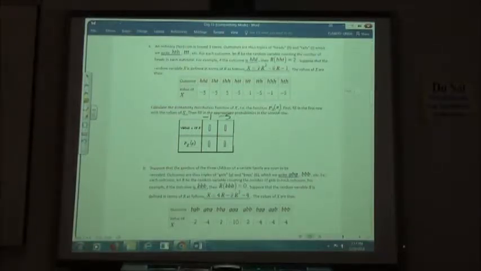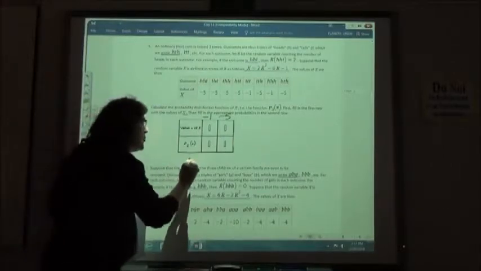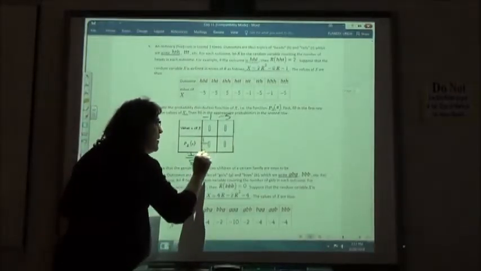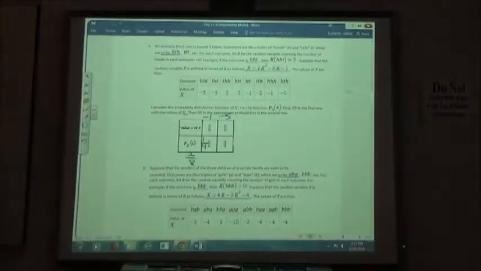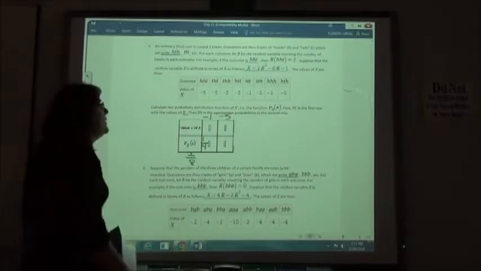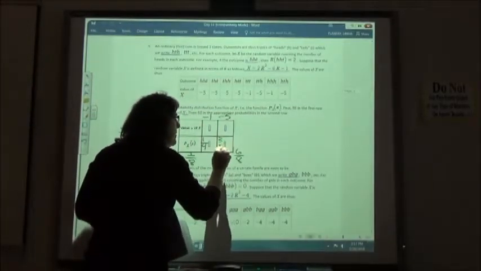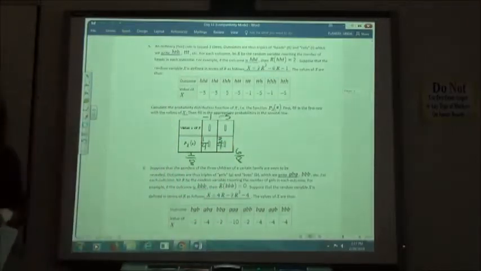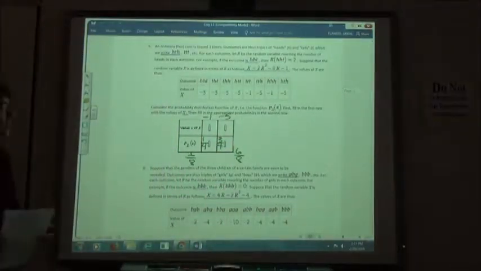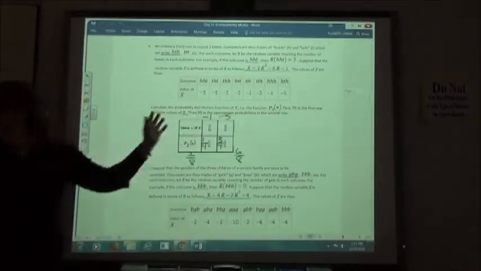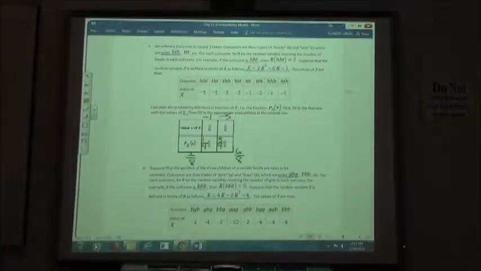And then we're going to do the probability of getting each of those. So for the -1 we have 2 out of 8, which reduces down to 1/4. For my -5 I have 6 out of 8, which reduces down to 3/4. Notice 1/4 plus 3/4 is 100% of my possibilities, right?